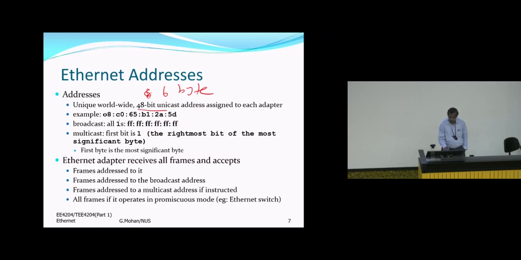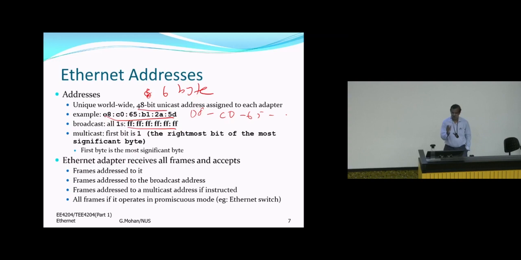So this is an example of the address. Sometimes the notation will be like this, ending in -08-C0-65. Writing 48 bits is very troublesome, so we write it as hexadecimal digits. Is that okay? Broadcast means all ones.